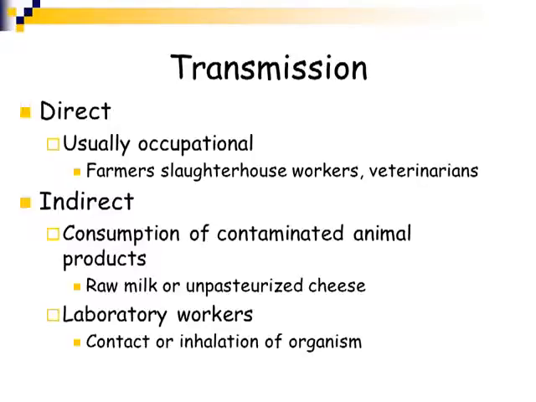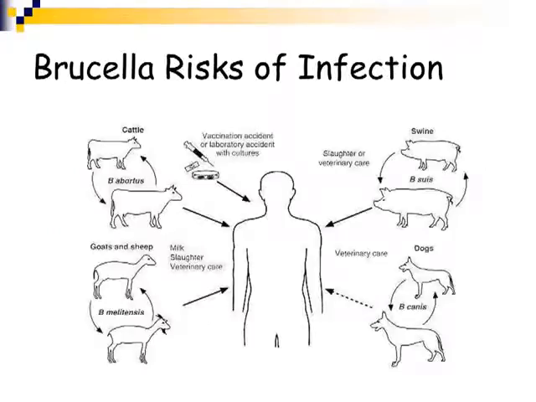Also, Brucella is one of the organisms that has been associated with infecting laboratory workers. So the other organism we talked about, if you remember, was Neisseria meningitidis. So Brucella has caused serious infection in lab workers due to contact with the organism and inhalation. So risks of infection, coming into contact with animals, a laboratory accident, things like that.